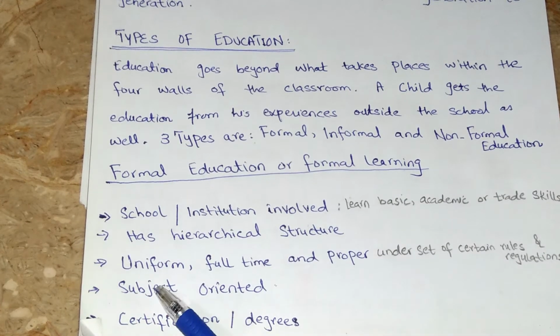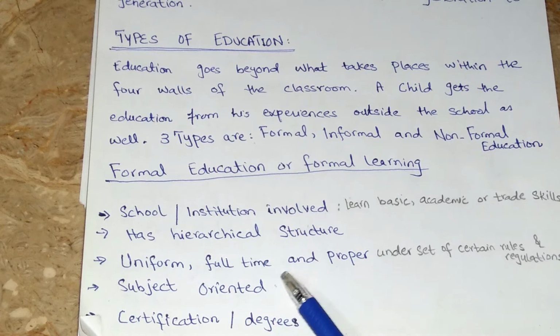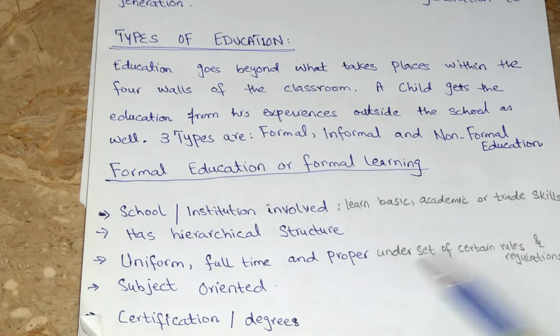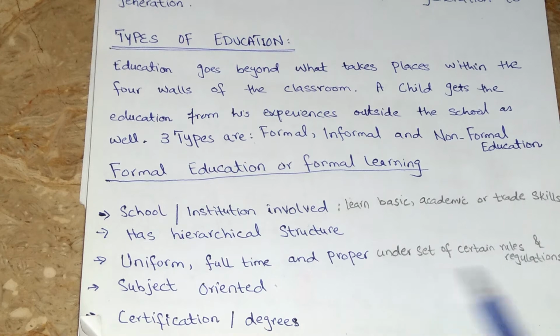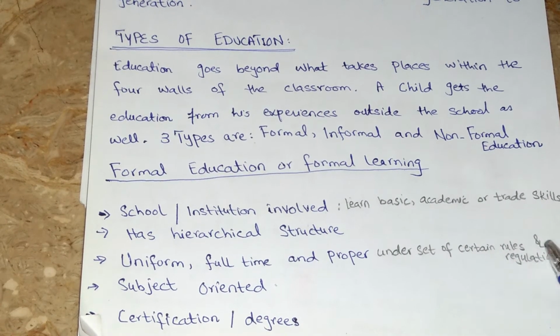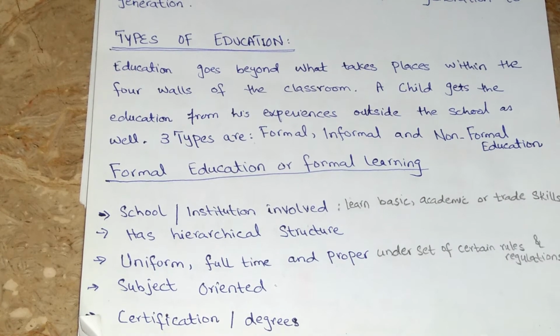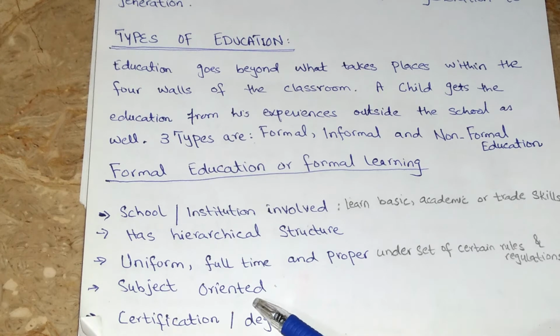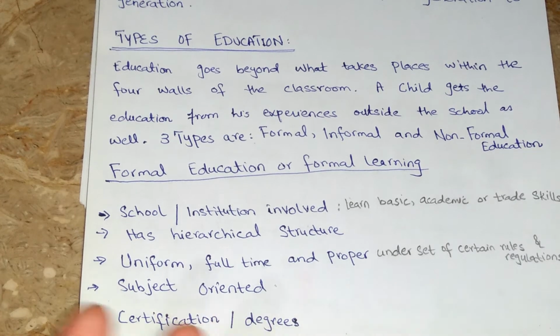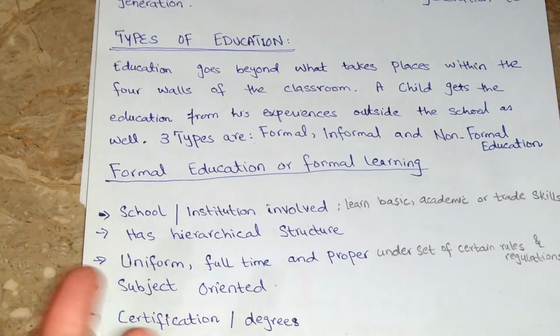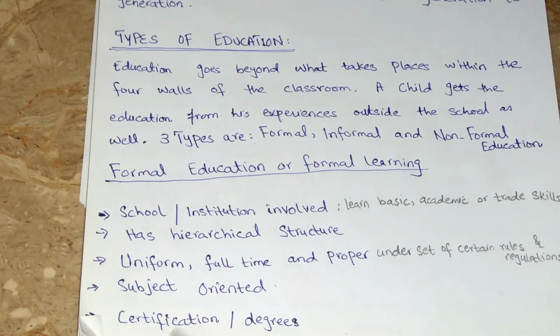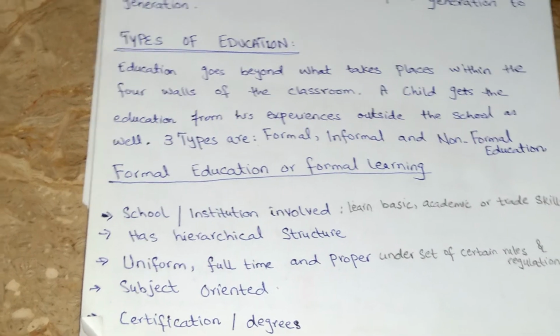It is uniform, full time, and properly timed under a set of certain rules and regulations. Students get formal education, which is subject oriented. If you have a period of science, then you should study science. Certification and degrees are awarded in formal education. Let's study the characteristics of formal education.